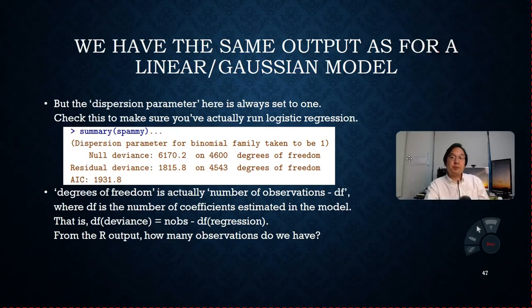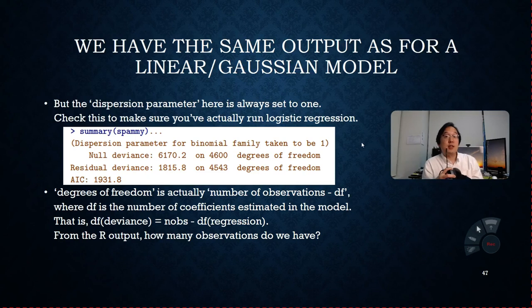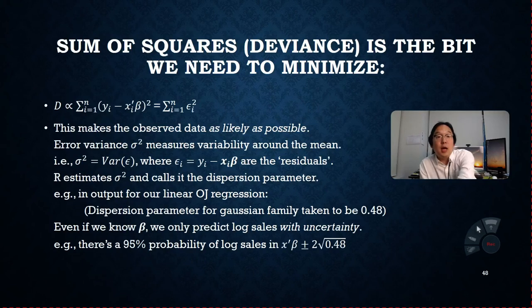And then we have the same output as for a linear Gaussian model, but the dispersion parameter here is always set to 1. Check this to make sure you actually run logistic regressions, and the summary of the spam model will show it. The degrees of freedom is the number of observations minus df, where df is the number of coefficients actually estimated in the model. So if you have p coefficients, that will be the df, right? You will see what's going on there once you have it.